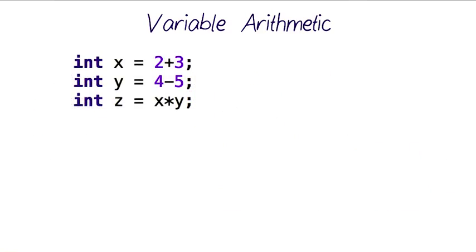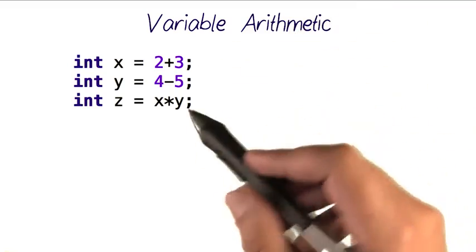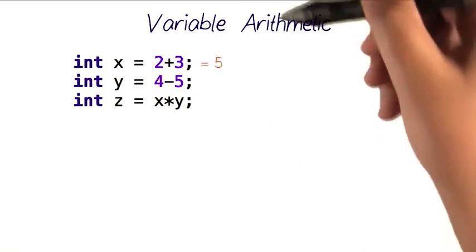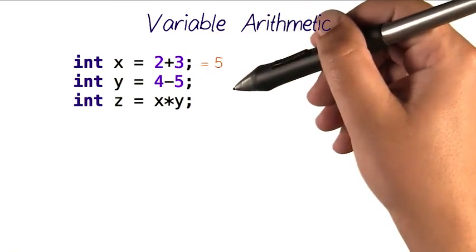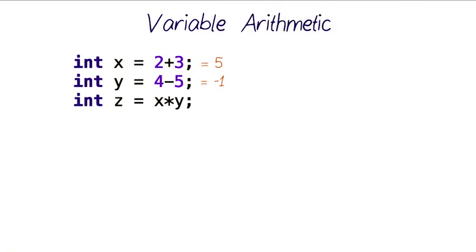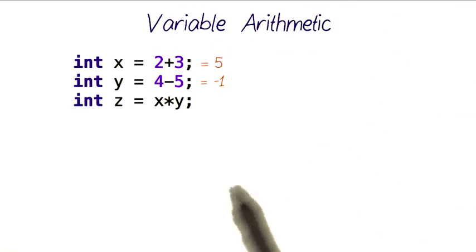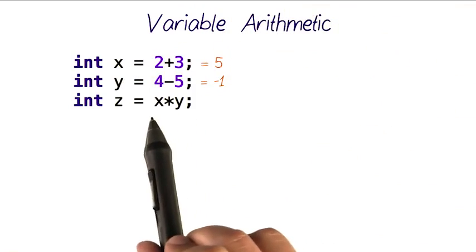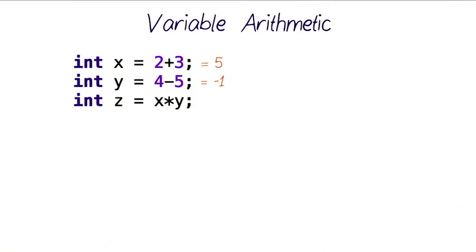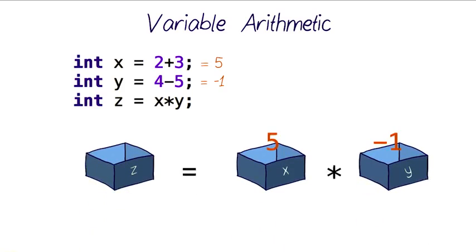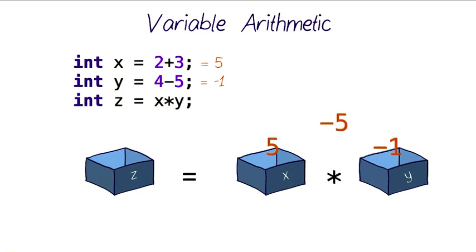All these operations can also be applied to variables themselves. Like if we had this setup, for example, where x is equal to 2 plus 3, which evaluates to 5, and y is equal to 4 minus 5, which evaluates to -1. So x has the value 5 in it, and y has the value -1. Now we can actually multiply those two variables, x and y, and store the result in z. What this would do is it would multiply the values stored inside those two variables and put the result of that multiplication into the variable z, storing the value -5 into the variable z.